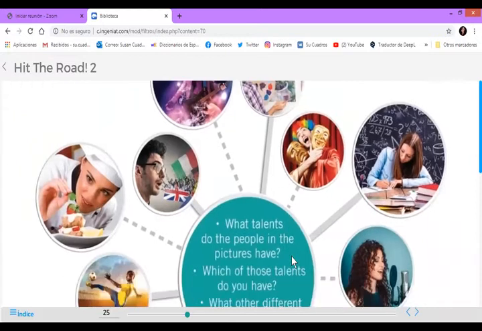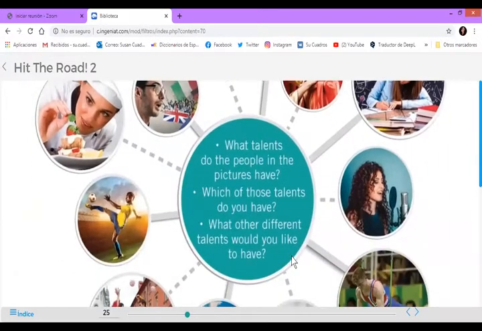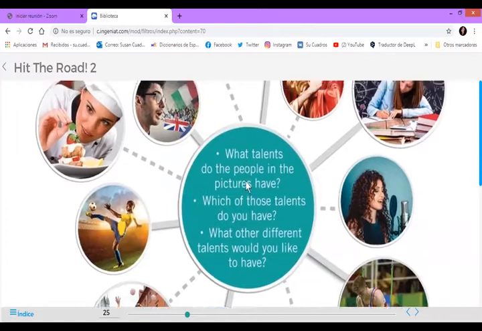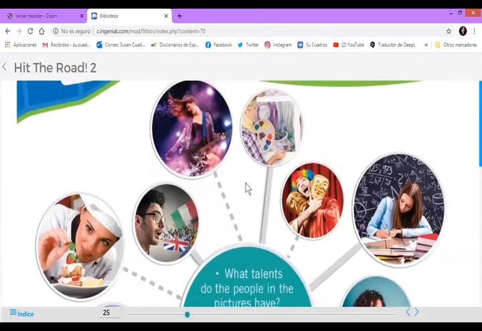As you see in this unit, we have 3 special questions to answer. The first question is, what talents do the people in the pictures have? Look at the pictures first and tell me, what can you see? Maybe here you can see a teacher. Maybe she's studying something. Here you have maybe an actor. Maybe he is acting. Here you have a person who's cooking.